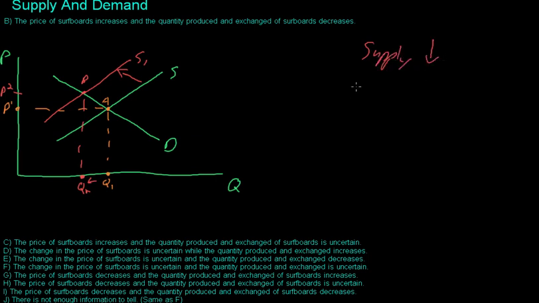So what makes supply decrease? Well, the first thing is that inputs could get more expensive. To make surfboards, if all of a sudden, let's say the foam got more expensive or the fins got more expensive, then the supply of surfboards would decrease. So inputs getting more expensive is the first thing that can decrease the supply.